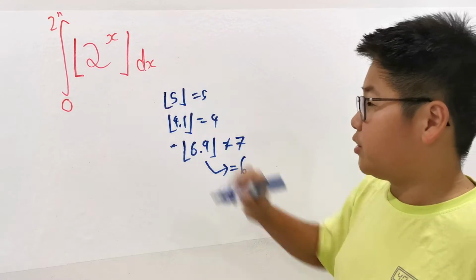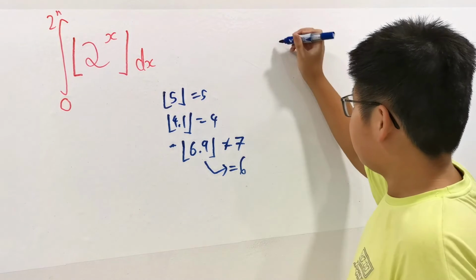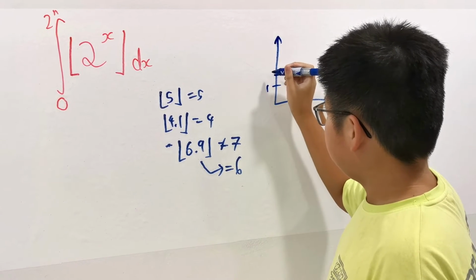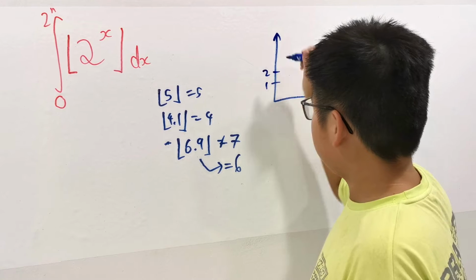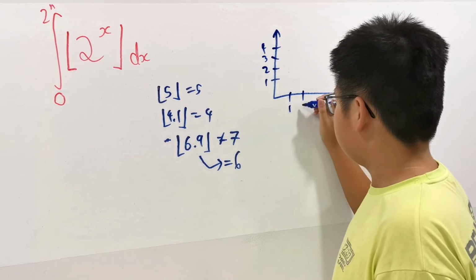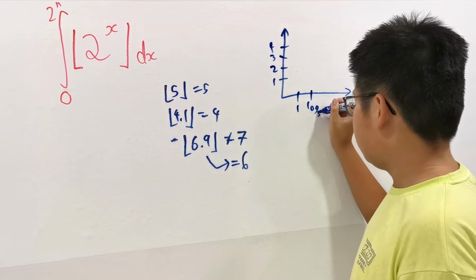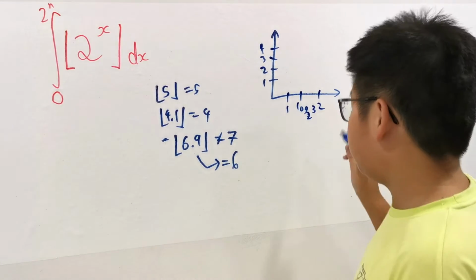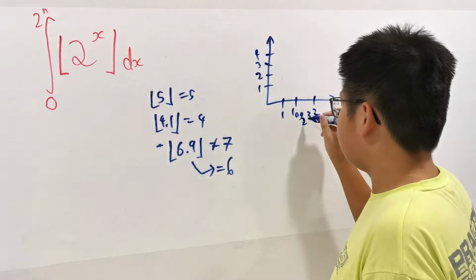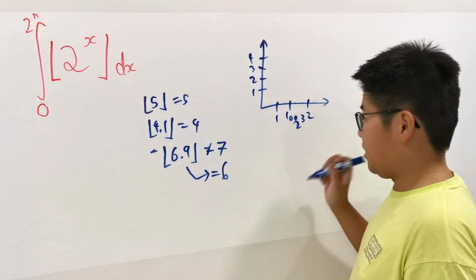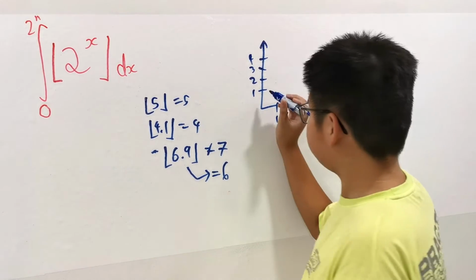Okay, so now we're going to calculate 2 to the power of x. Let's draw a graph. So 1, 2, 3, 4. 1, log 2 3, because this is the number when you put 2 to the power of this number equals 3. You get it now?